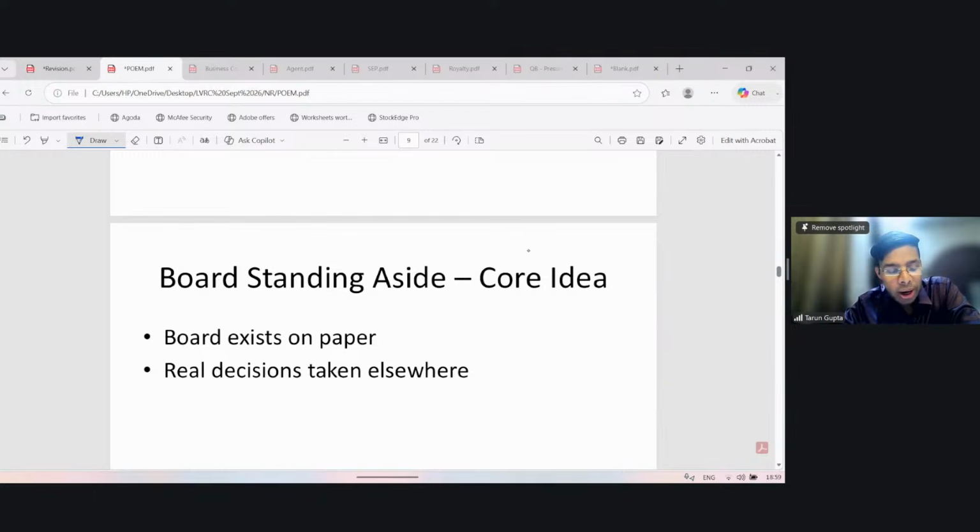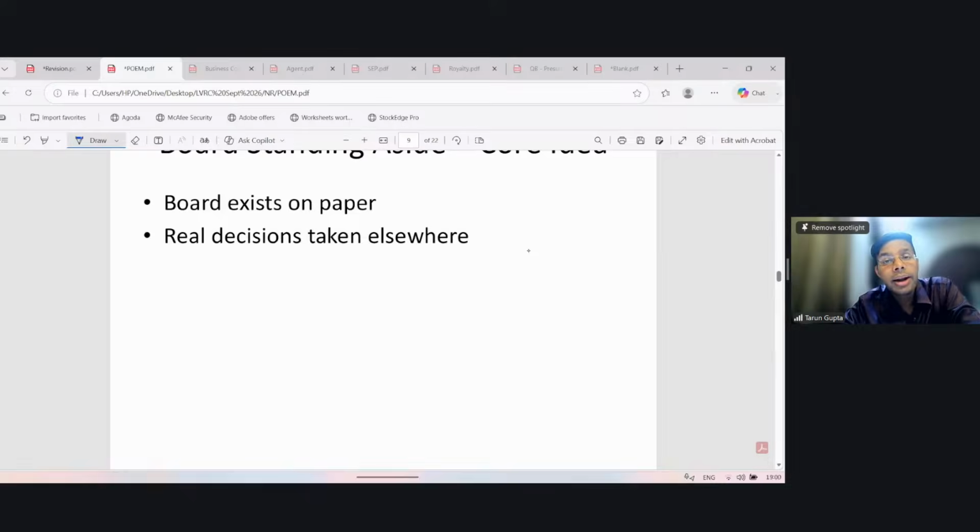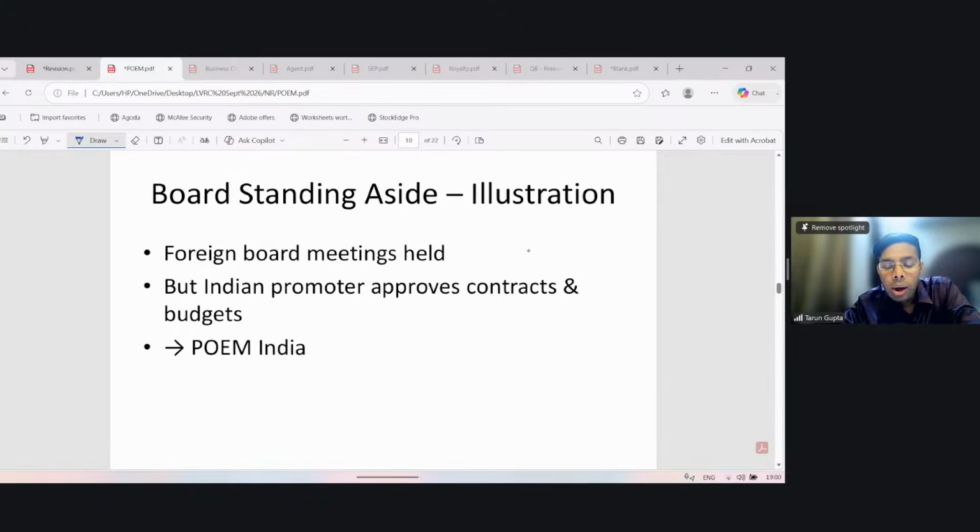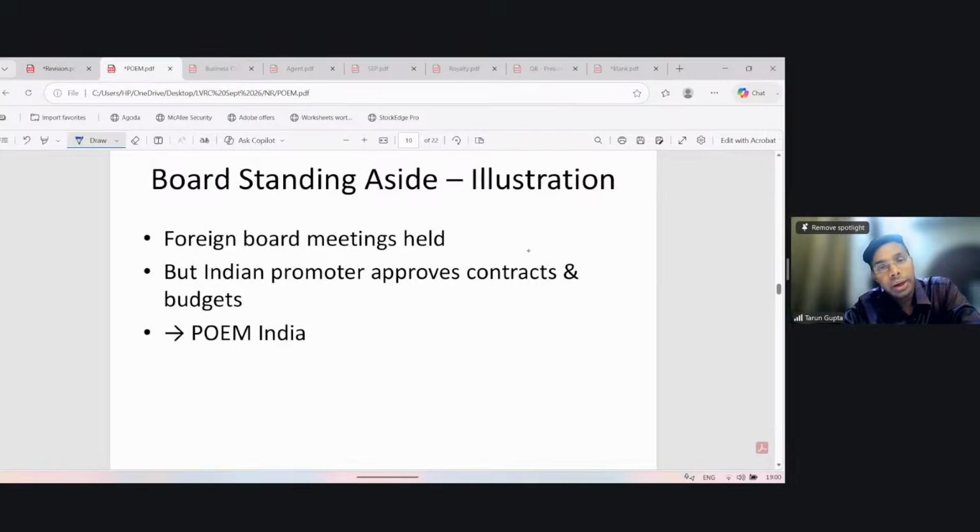Board standing aside, the core idea: the board exists on paper, but real decisions are taken elsewhere. Foreign board meetings are held, but the Indian promoter approves contracts and budget. Then POEM is in India.